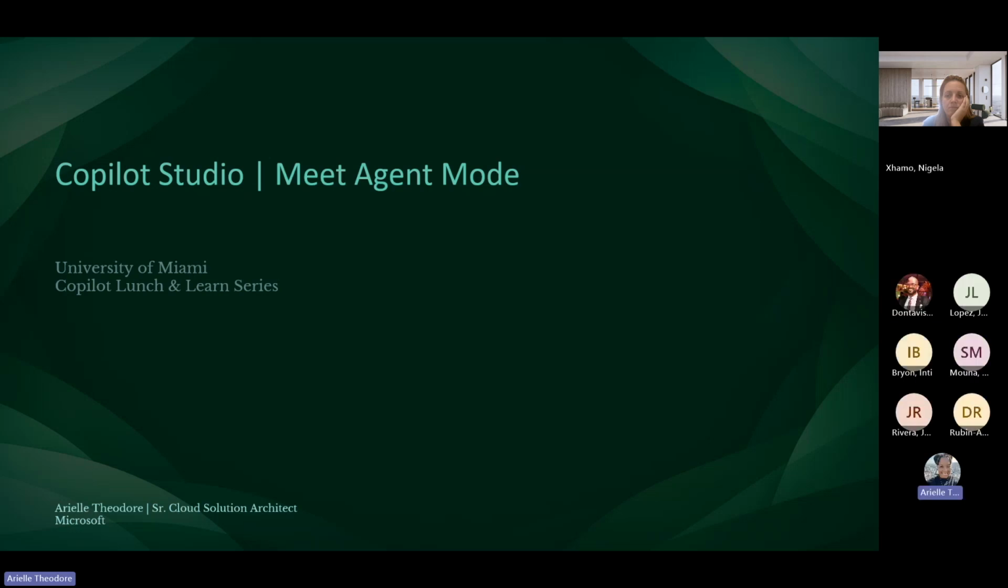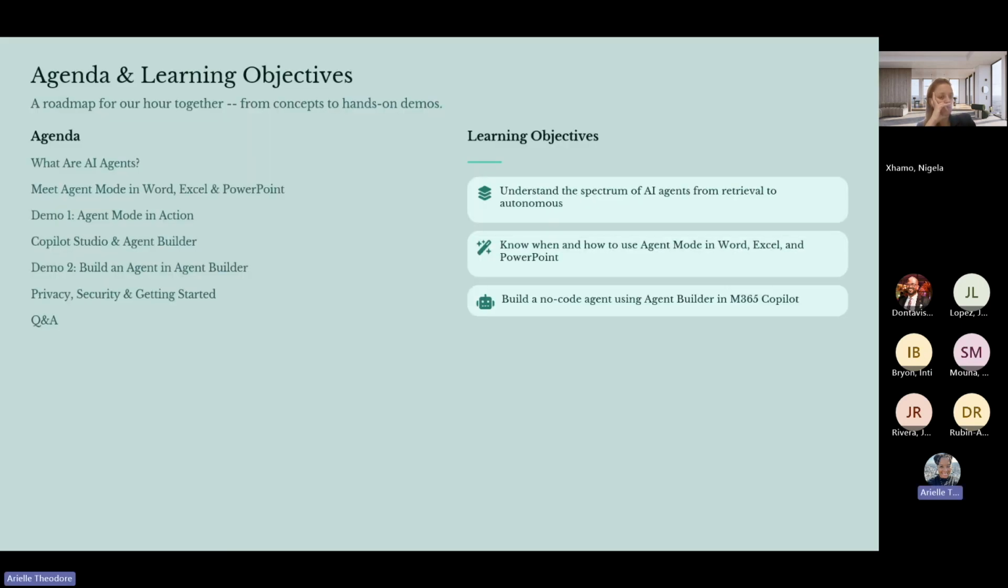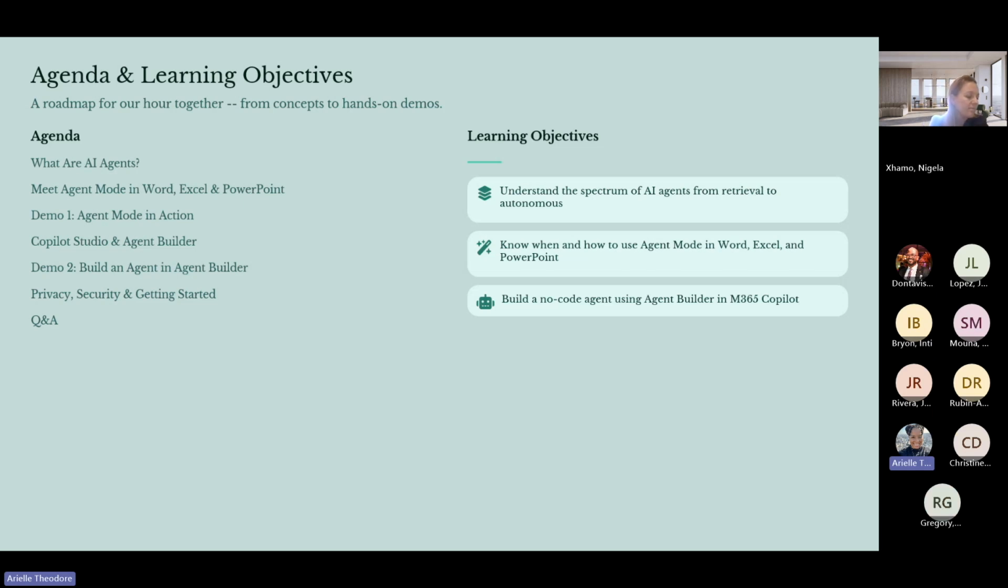So let's talk a little bit about the agenda for today. In our first session, we are going to cover first what AI agents are and why they matter right now. And then we're going to get into agent mode. This is Copilot's ability to directly edit your Word documents, Excel workbooks, and PowerPoint decks. And then we will do a demo so that you can see agent mode at work.